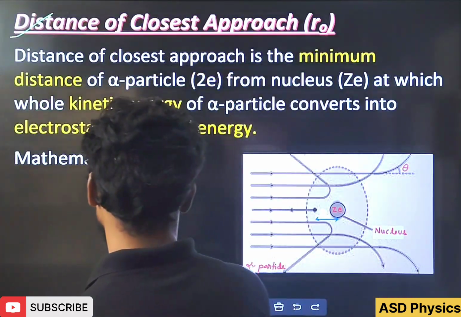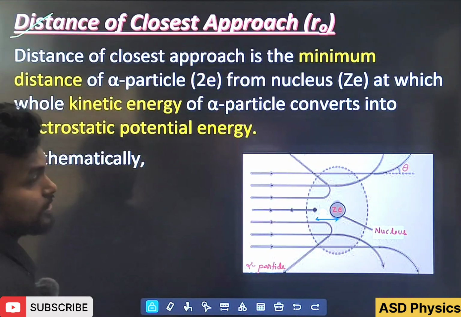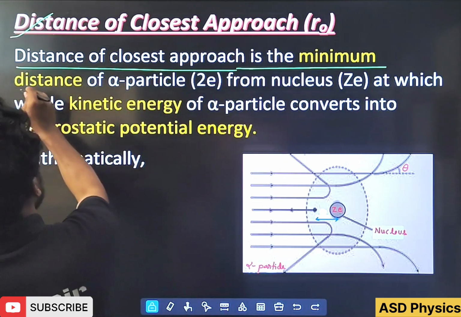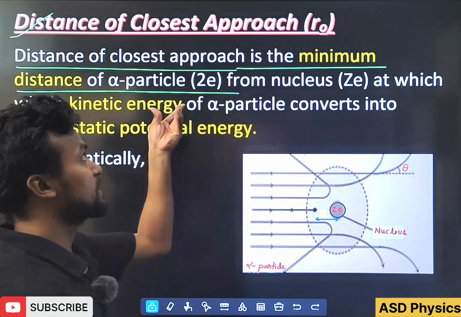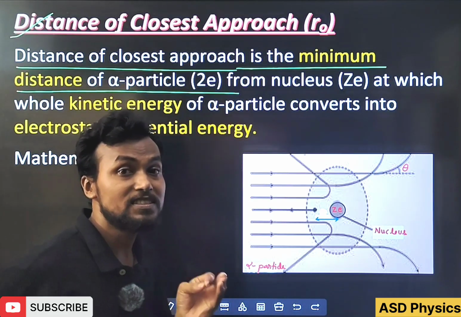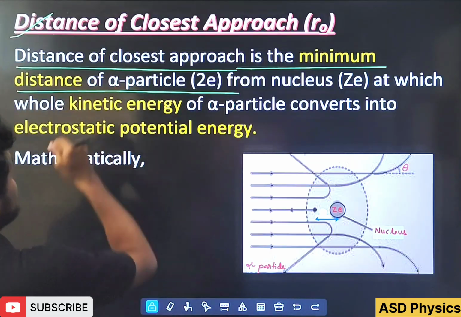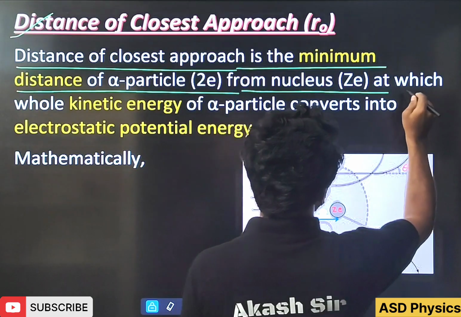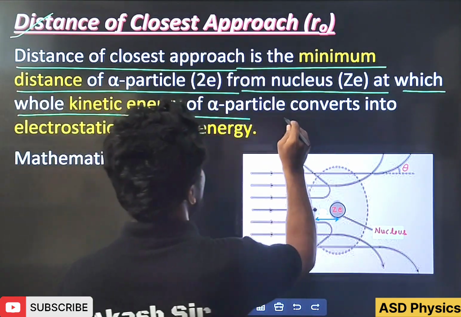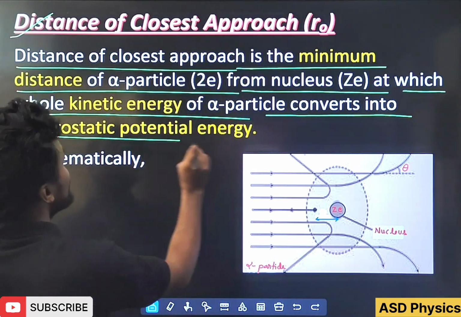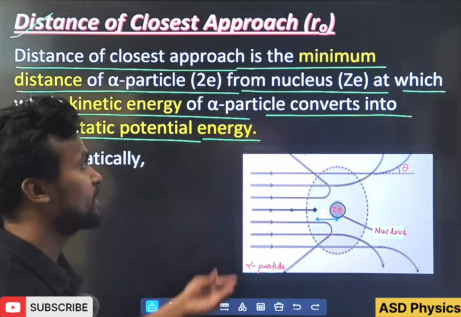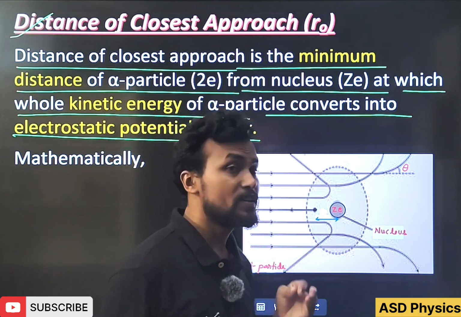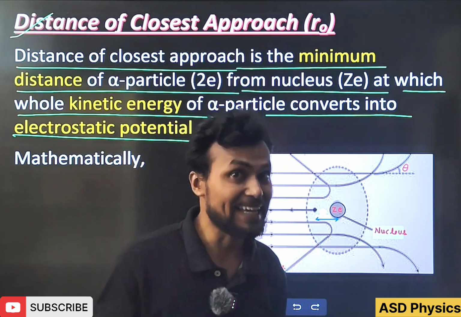Now the next one I have told you, the distance of closest approach. Distance of closest approach is the minimum distance of the alpha particle from the nucleus at which the whole kinetic energy of the alpha particle converts into electrostatic potential energy. I have told you the charge on the alpha particle is 2e, because this is a doubly ionized helium ion. On the nucleus there will be positive charge Ze, where Z is the atomic number. So in case of a gold nucleus, the charge on the nucleus will be 79e.